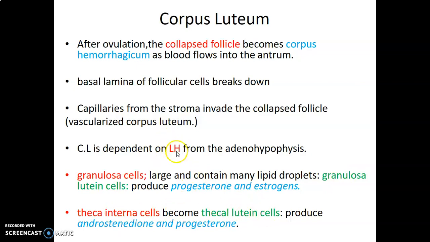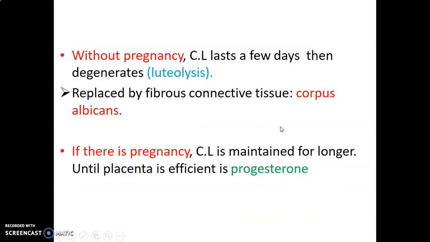so when pregnancy does not occur, the corpus luteum lasts for a few days, and then it degenerates in a process called luteolysis. It's replaced by fibrous connective tissue and becomes the corpus albicans. But if pregnancy occurs, the corpus luteum is maintained for longer because it's stimulated by the embryo, until the placenta produces progesterone. Then the corpus luteum will degenerate.